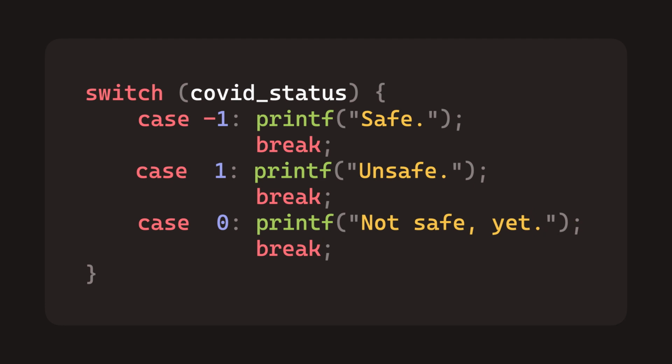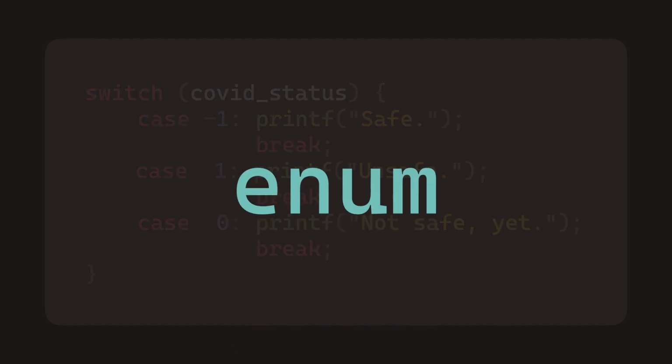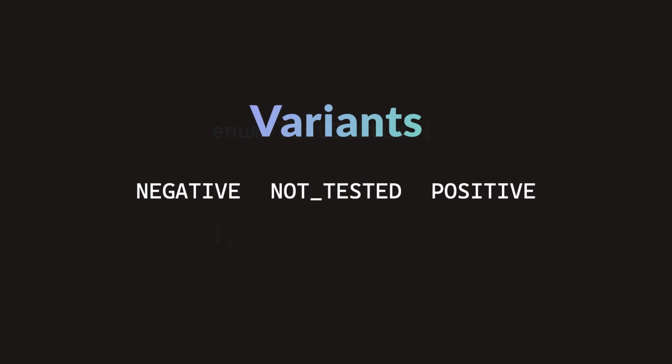We can get these case expressions to be more expressive by declaring an enum and making covid status to be of that type. To declare an enum, we say enum, then give it a name, and within curly brackets, we mention the names of the possible states of the type, which are called the variants. Internally, all of these will be just aliases to numeric constants, which start from 0 and increase by 1. And that's the reason why these are called enumerated types.